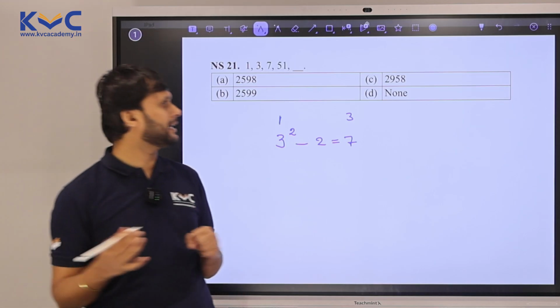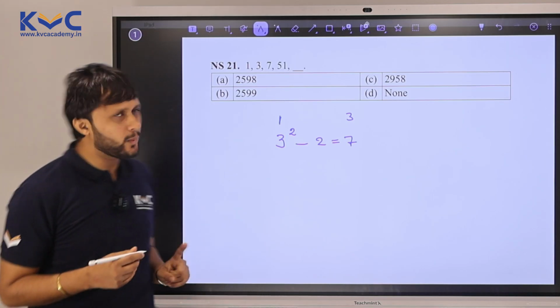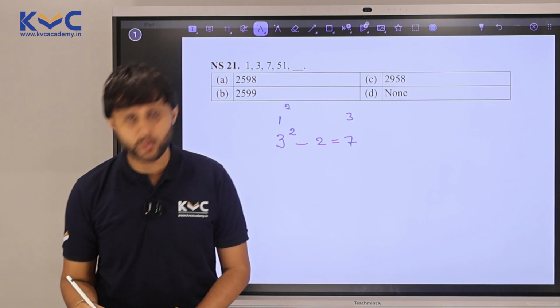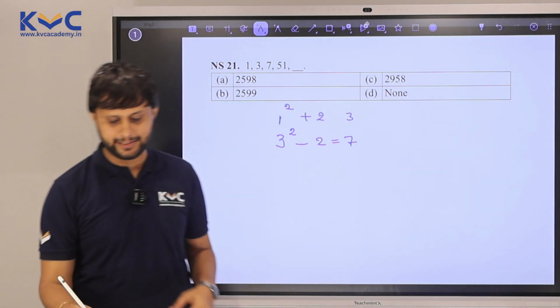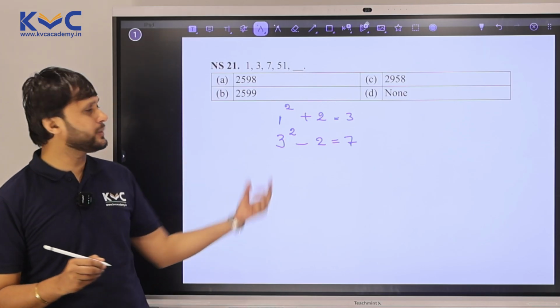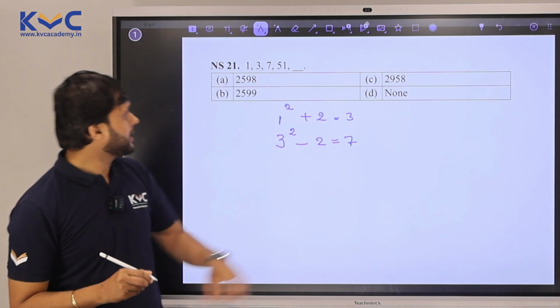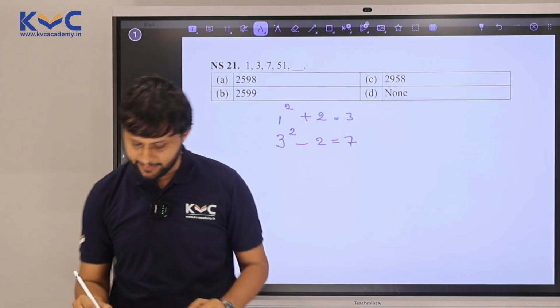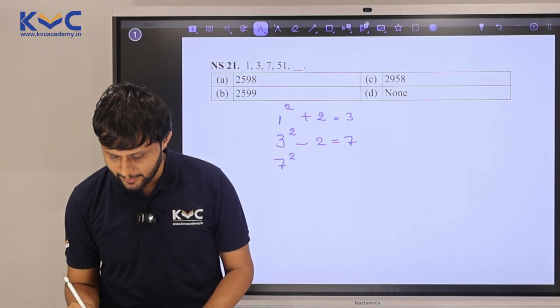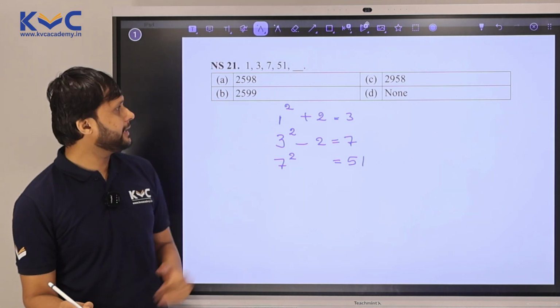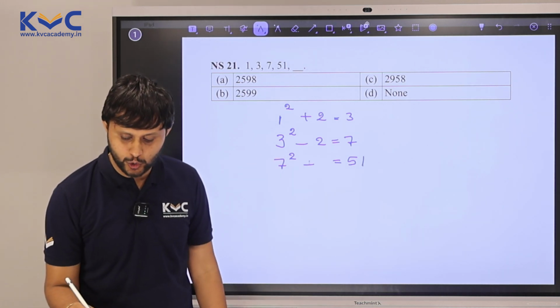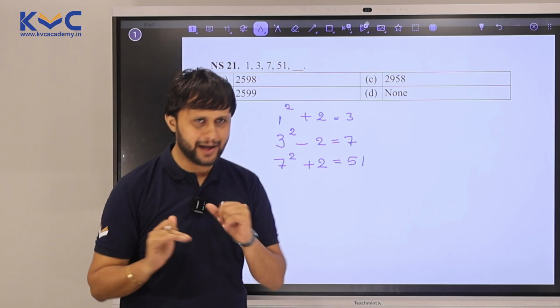But the first one, if you see, that may not work. The first one we have is 1. So I'll do 1 square. 1 square is 1. So we have plus 2. 1 square plus 2 is 3. 3 square minus 2 is 7. Hope it works. Next we have 7. 7 square is 49. We have to reach 51. Correct. And then the difference is again plus 2. I'm assuming this pattern holds good.